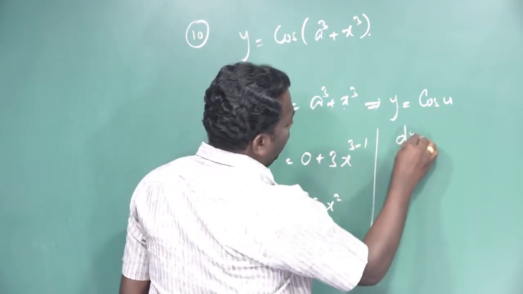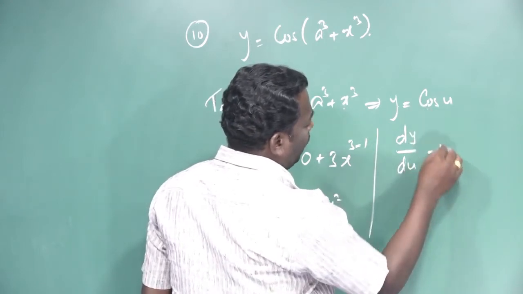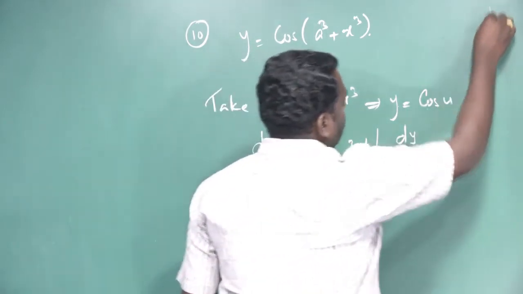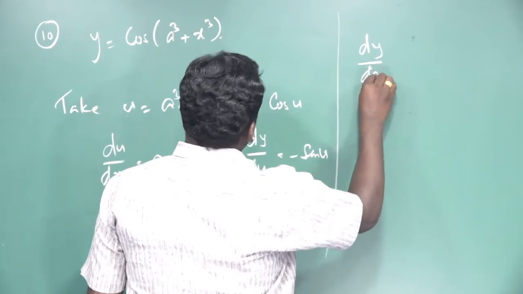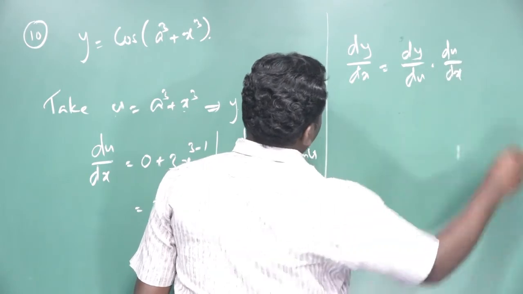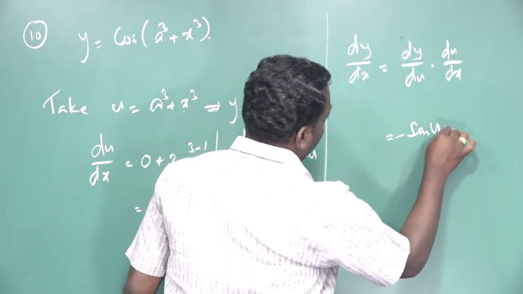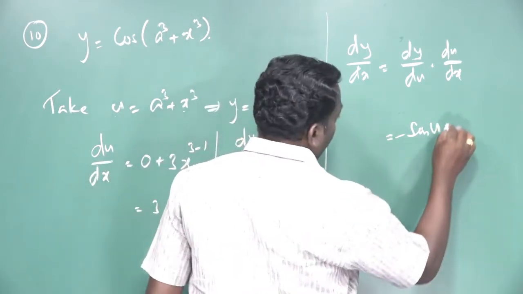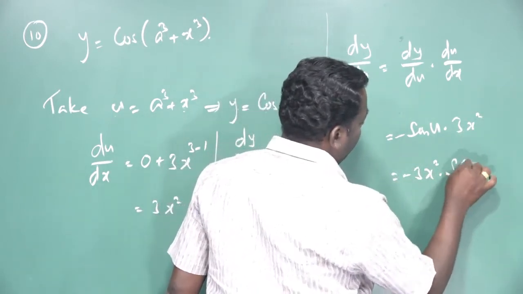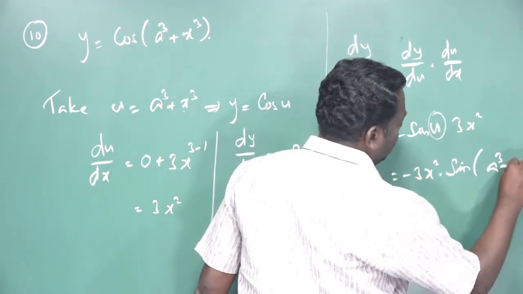Now differentiate dy by du. y as a function of u: the differentiation of cos is minus sin u. Now applying the chain rule, dy by dx equals dy by du into du by dx. That is minus sin u into 3 x squared, which equals minus 3 x squared into sin u. The value of u is a cube plus x cube, so that a cube plus x cube is u.